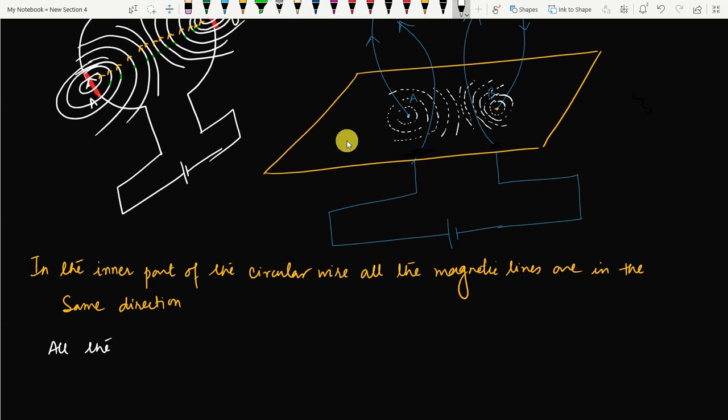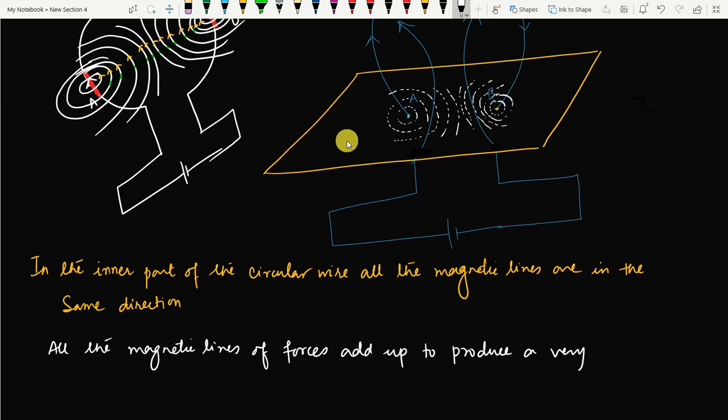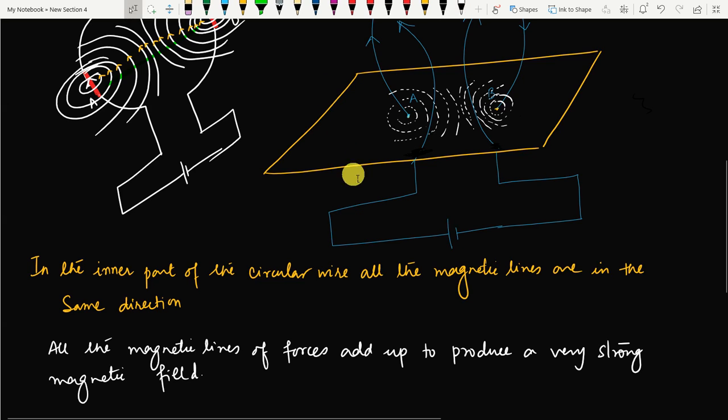Therefore, what we can say, all the magnetic lines of forces add up to produce a very strong magnetic field. तो यहाँ पे स्ट्रेट कंडक्टर से ज्यादा स्ट्रॉन्ग मैग्नेटिक फील्ड प्रोड्यूस होगा. All the magnetic lines are in same direction.